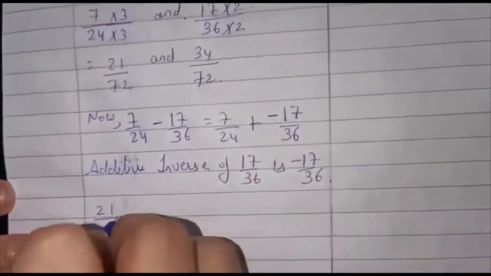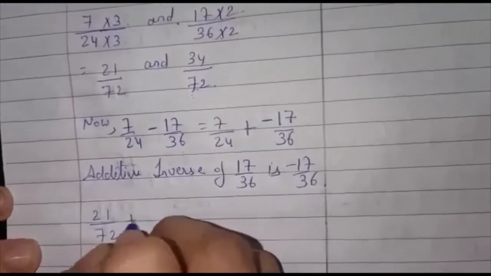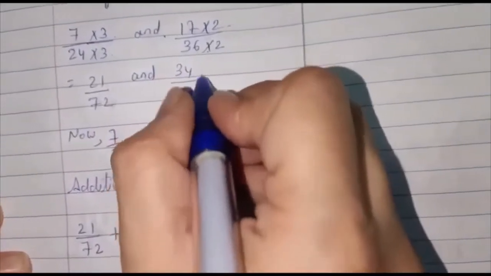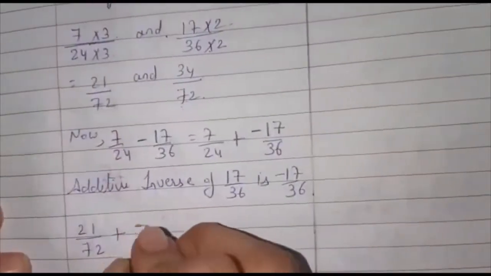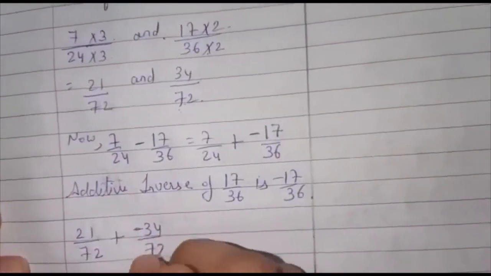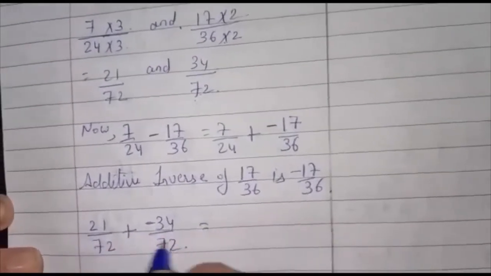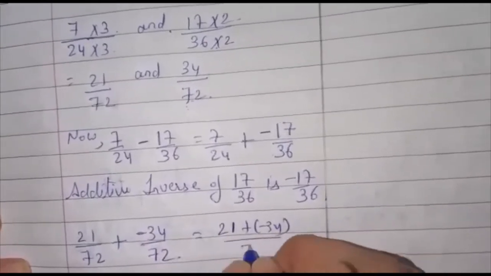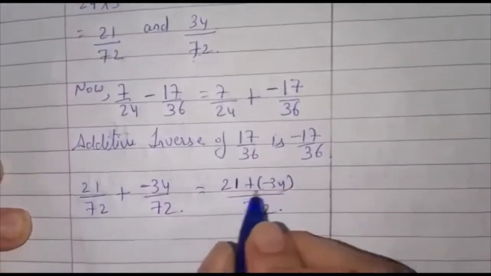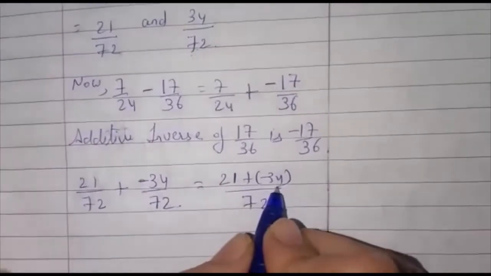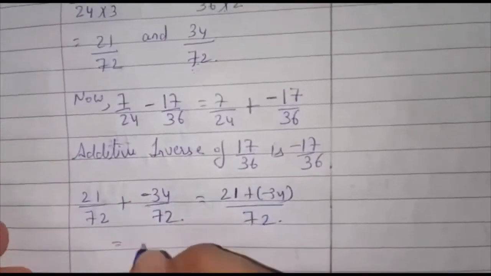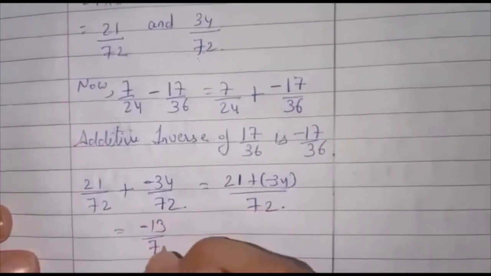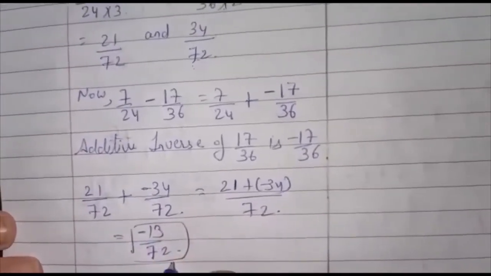So now 21 upon 72 plus, now we will take this plus 34 upon 72, because we need to do the additive inverse. So plus minus 34 upon 72. Now we can add, so 21 plus minus 34 upon 72. So plus minus is minus. So 21 we will subtract from 34. So it will come 13. But the greater number is having a negative sign. So minus 13 upon 72 is the answer.